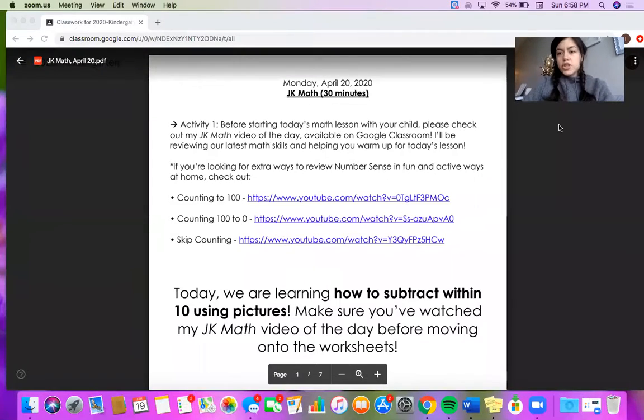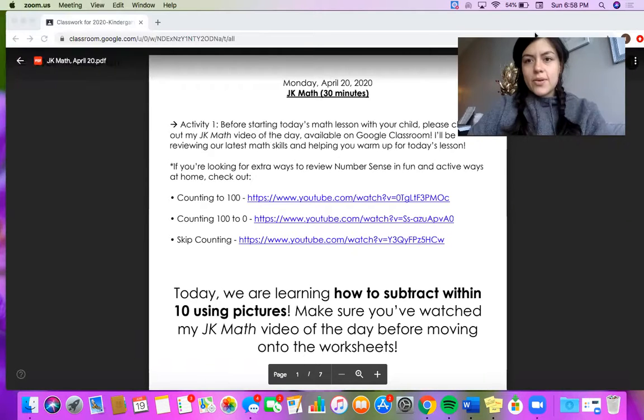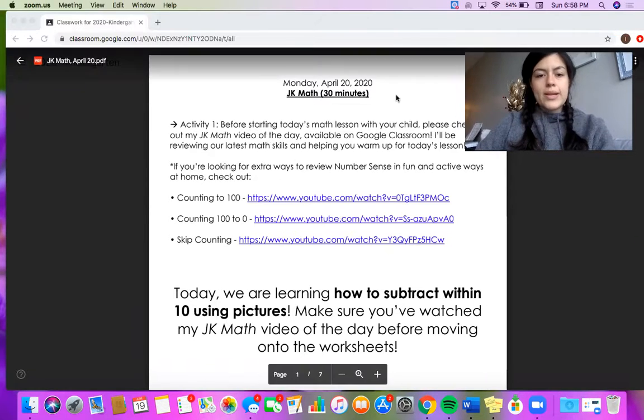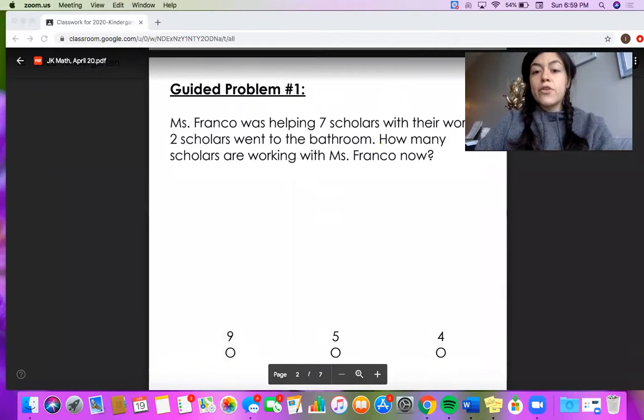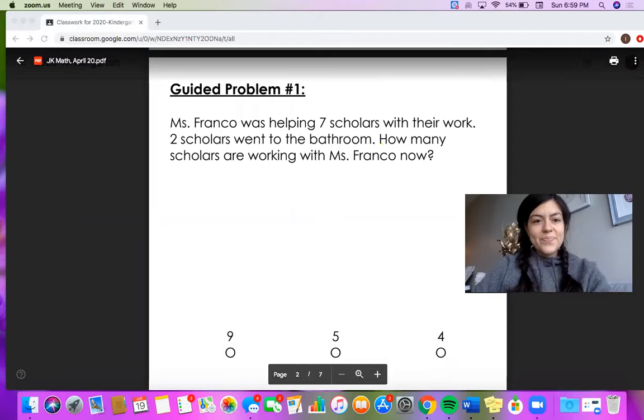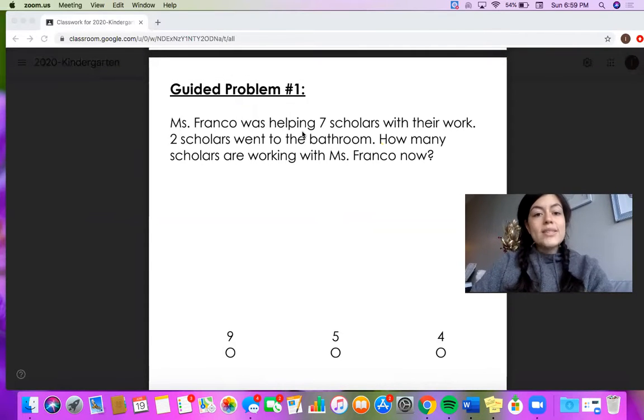The lesson in front of you should look like this. Let me make my screen a little bit bigger so you can see me. Great. All right. So here we have our first guided problem of the day. Let's read it together. Ready? Miss Franco was helping 7 scholars with their work. 2 scholars went to the bathroom. How many scholars are working with Miss Franco now?